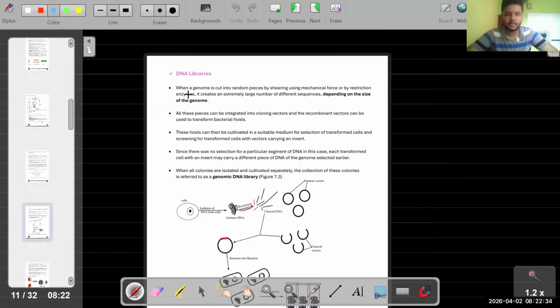When a genome is cut into random pieces by shearing using mechanical force or by restriction enzymes, it creates an extremely large number of different sequences depending on the size of the genome.